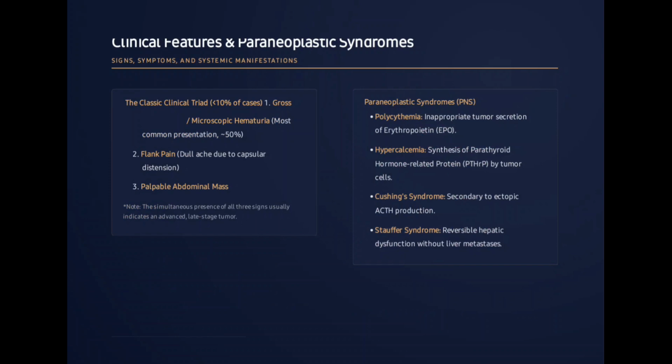Clinical features and paraneoplastic syndromes. The classical triad includes hematuria, flank pain, and a palpable abdominal mass. Paraneoplastic syndromes include polycythemia with inappropriate tumor secretion of erythropoietin; hypercalcemia, from synthesis of parathyroid hormone related protein by tumor cells; Cushing's syndrome, secondary to ectopic ACTH production; and Stauffer syndrome, reversible hepatic dysfunction without liver metastasis.